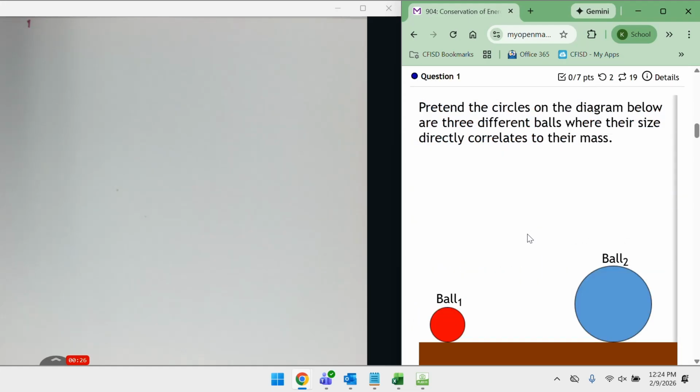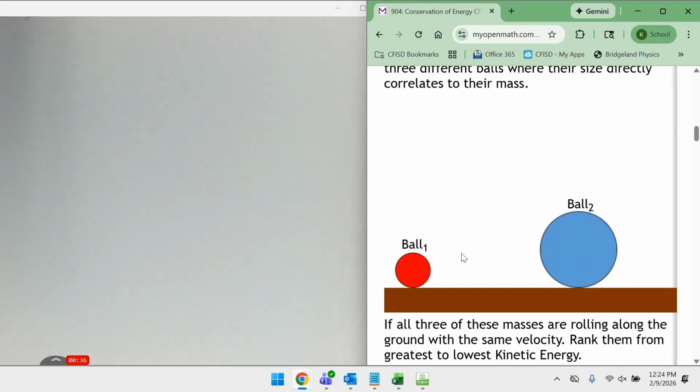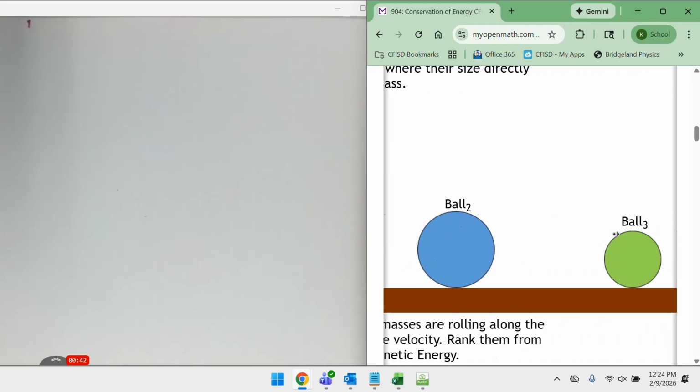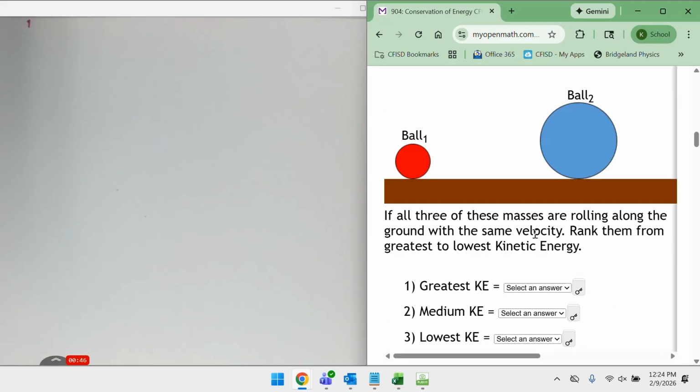Starting with question 1, which looks like this and says, pretend the circles on the diagram below are 3 different balls where their size directly correlates to their mass. So in other words, this ball, since it's smaller in size, is also smaller in mass. And then we have ball 2, and there is a third one over here. It says, if all 3 of the masses are rolling along the ground with the same velocity, rank them from greatest to lowest kinetic energy.